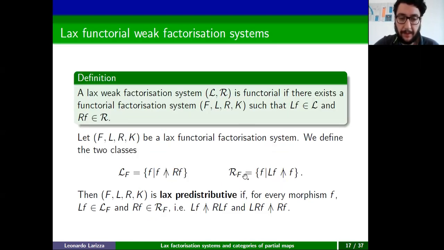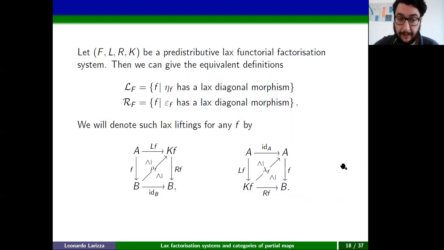I'll just point out that the definition of these two classes was given for any Lax functorial factorization system, not just for Lax predistributive ones. But whenever the Lax functorial factorization system is Lax predistributive, then I can give the following equivalent definition of those classes, considering LF the class of those morphisms that have a Lax diagonal morphism for the square eta F, and respectively RF, those that have a Lax diagonal morphism for epsilon F. And this is different because now we are only entailing the existence of a Lax diagonal morphism for two particular squares and not for any squares that go from F to RF or from LF to F.